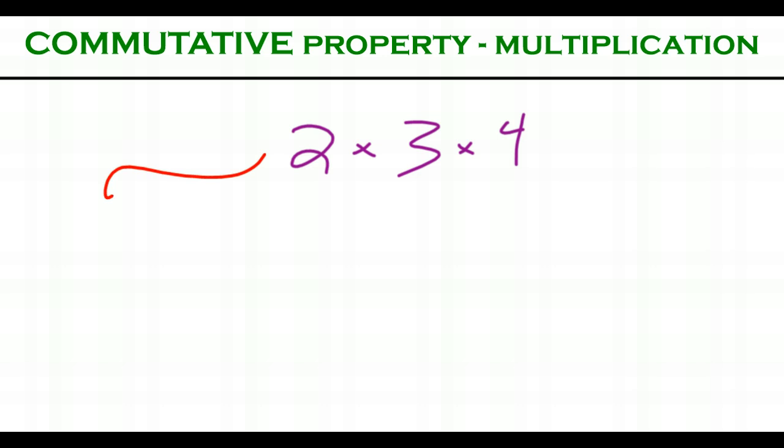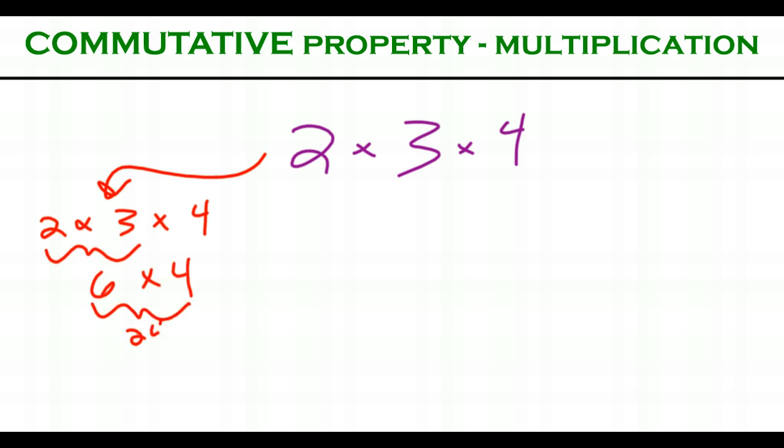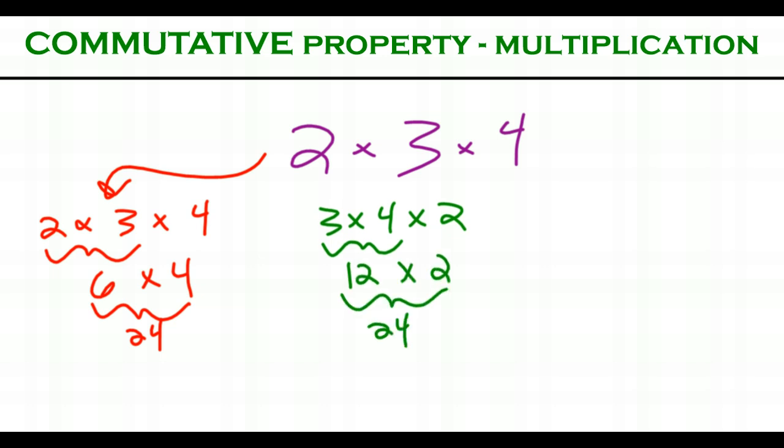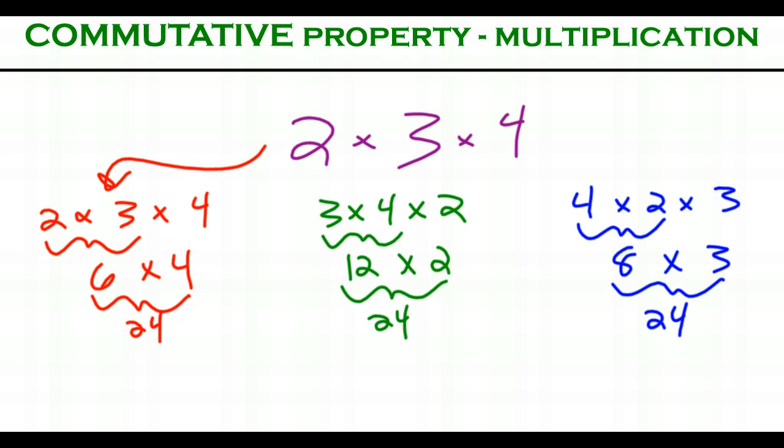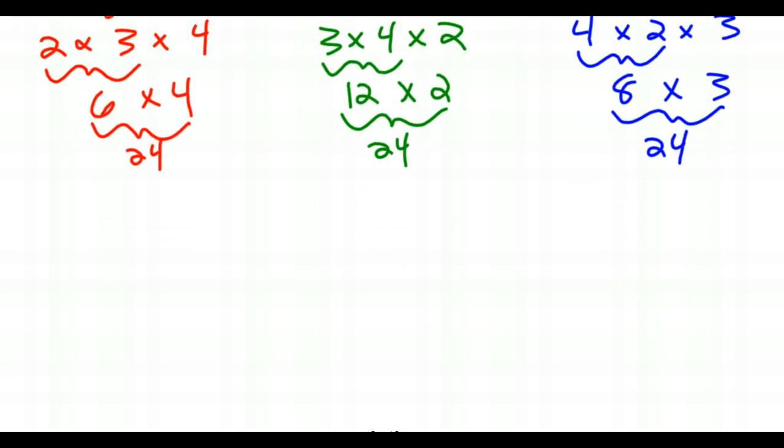So if we look at it first at 2 times 3 times 4, and go from left to right following the order of operations, 2 times 3 is 6, times 4 is 24. Let's change it around a little bit and see how we do. 3 times 4 times 2, 3 times 4 is 12, 12 times 2 is also 24. And one more example, 4 times 2 times 3, 4 times 2 is 8, and 8 times 3 is 24. So from this example, hopefully you can see and remember the idea that no matter what order you multiply your factors in, you should end up with the exact same product.